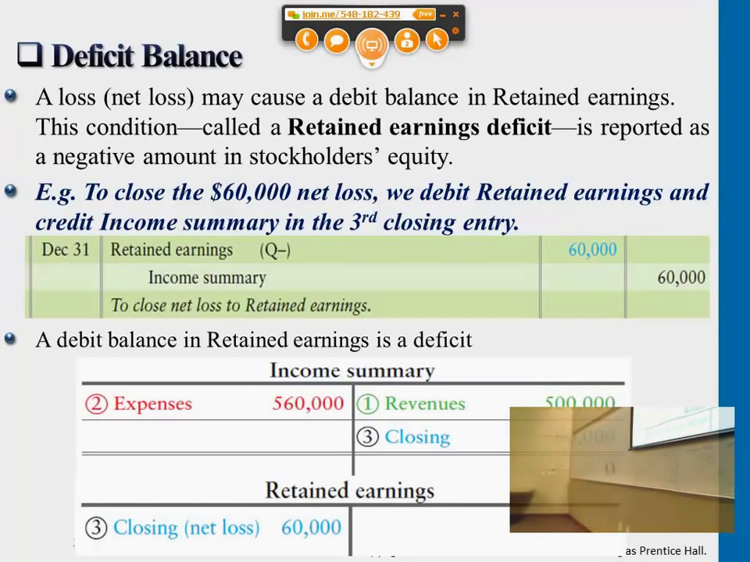Okay, so here's a contra example. Earlier we talked about net income. This is an example of net loss. And when you close the account, income summary will be credited, and retained earnings will be reduced, so debit the retained earnings account. So on the balance sheet, you'll see a bracket around that number.